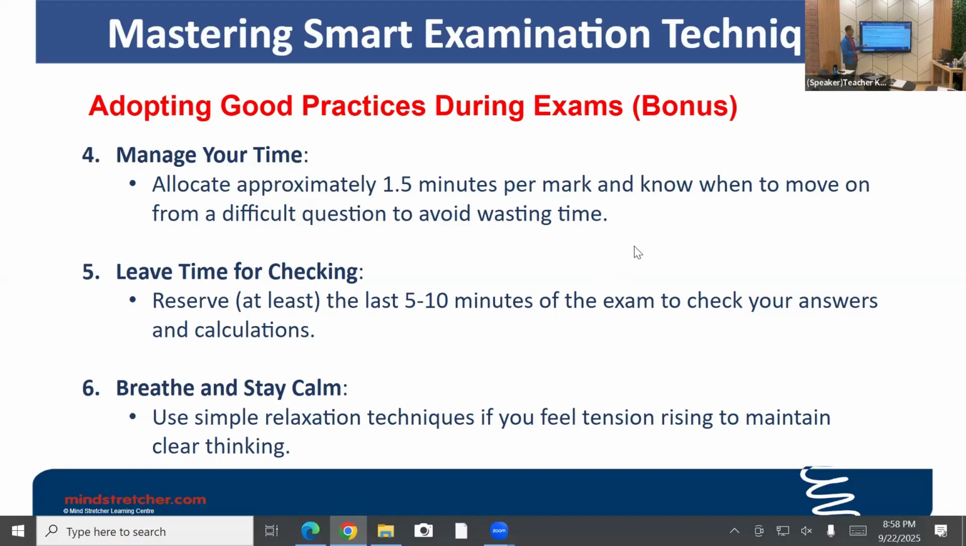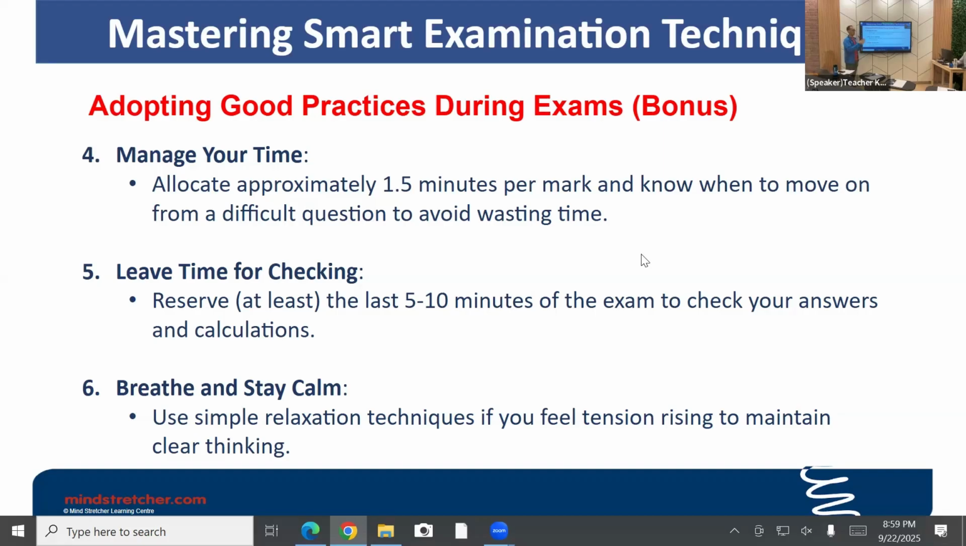Okay, then lastly is to breathe and stay calm. Some students may tend to panic when it comes to exams, right? I mean, previously when I was teaching in school, I did have a student who had this issue.